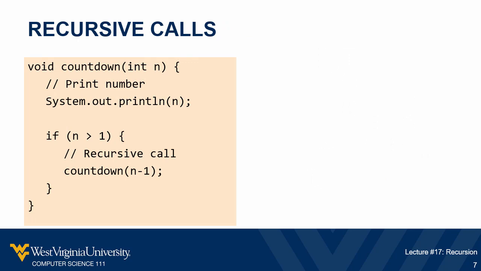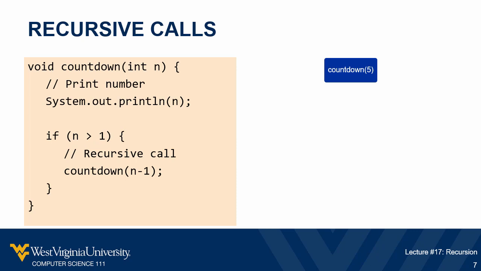So let's see how things actually work when we go and execute our countdown method. We'll assume that we're going to start off with passing an argument of 5. So n is going to be equal to 5. What's going to happen here is that at the top of the method, it's going to print out the number 5, because that's our first actual line of code inside the method after the comment there.